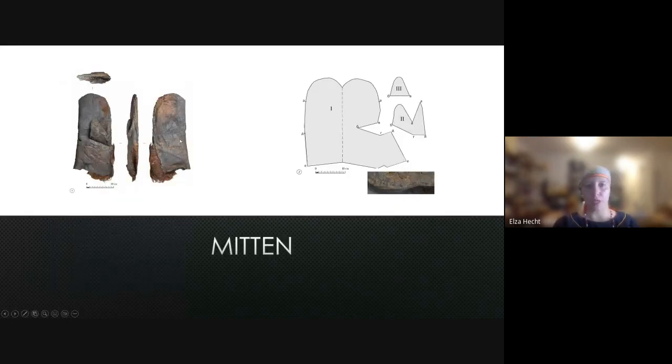Another piece that was saved, and thankfully it was saved because it's leather. It's a mitten, just in case you're interested, which is also part of the garb. And they also have the pattern, just in case you're interested.